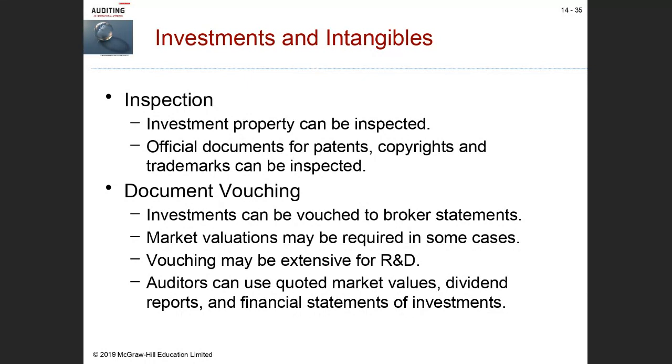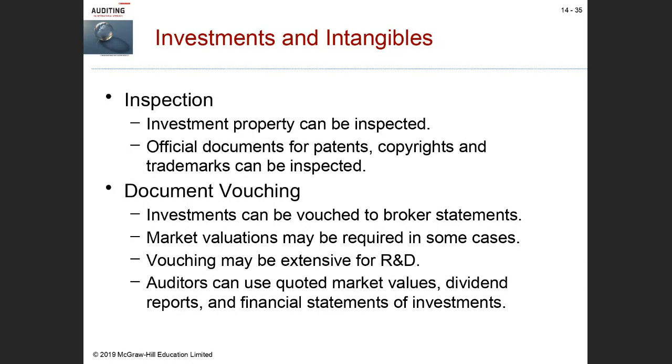Document the vouching. What they're talking about is the fact that anytime you look at underlying accounting documents, you have to put into your audit file that you've done the work. It's only by verifying the actual balances and documenting it that we can, after the fact, prove that the work has been done. So again, a few of the points they have here. Investments can be vouched through broker statements. So if you're using a broker to buy and sell securities, you can actually look at those statements to prove gains and losses.